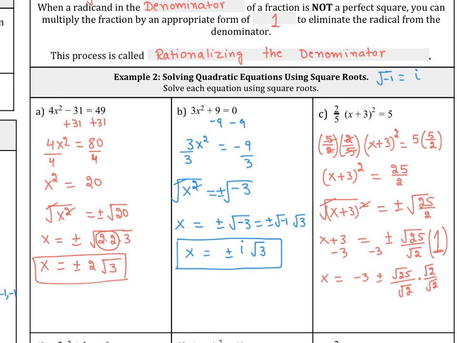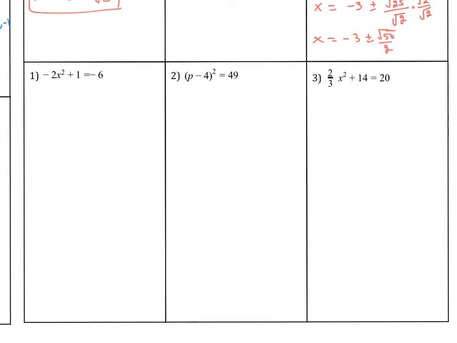So the answer would be x equals negative 3 plus or minus square root 50 over 2. So remember, square root 2 times square root 2 is just 2. So if you multiply the same square root twice, then the answer would be a number without a square root. Now you're going to pause the video and do 1, 2, and 3, and then check your answer again.